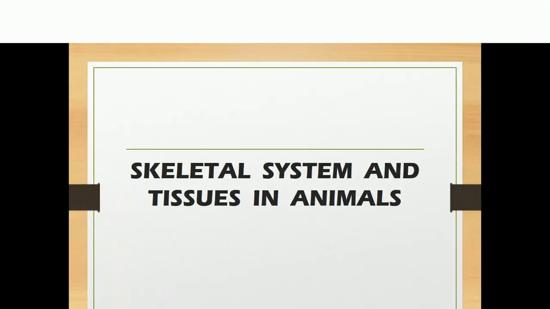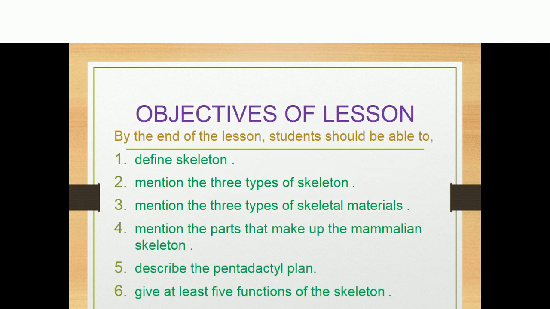Today we shall be looking at the topic skeletal system and tissues in animals. Objectives of the lesson. By the end of the lesson, students should be able to: 1. Define skeleton. 2. Mention the 3 types of skeleton. 3. Mention the 3 types of skeletal materials. 4. Mention the parts that make up the mammalian skeleton. 5. Describe the pentadactyl plan. And 6. Give at least 5 functions of the skeleton.